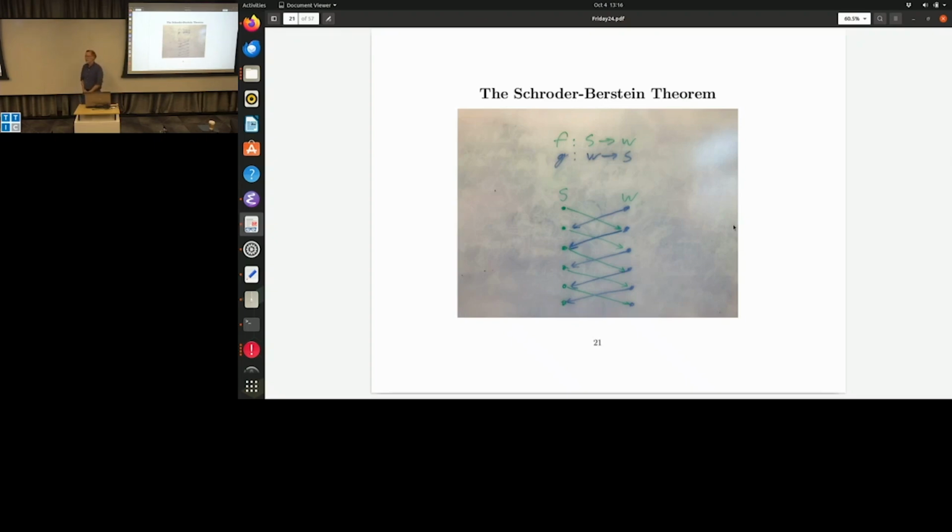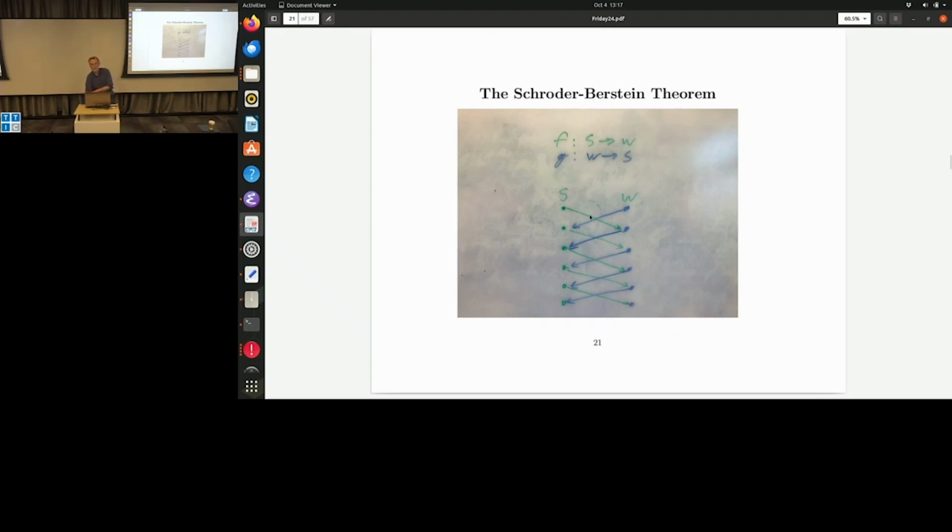So I discovered this new graphic technique, which is taking a picture of my dirty whiteboard. So this is two sets. I'm calling them S and W. And I've got an injection of S into W, which, think of these as the natural numbers, simply adds one. And the function going the other way also adds one. So I've got two injections in both directions. So the claim, for the Schroeder-Bernstein theorem, is that there exists a bijection.